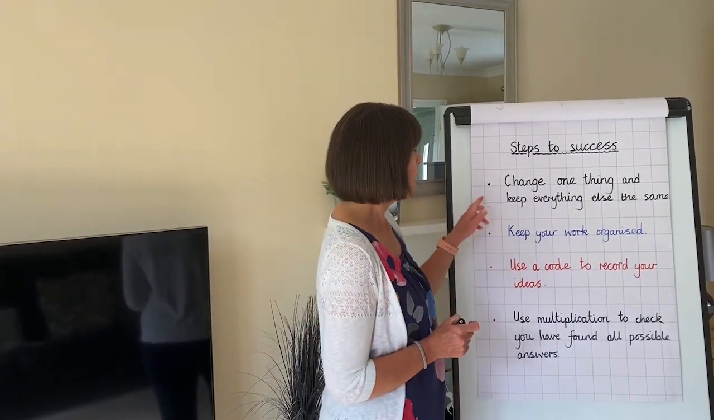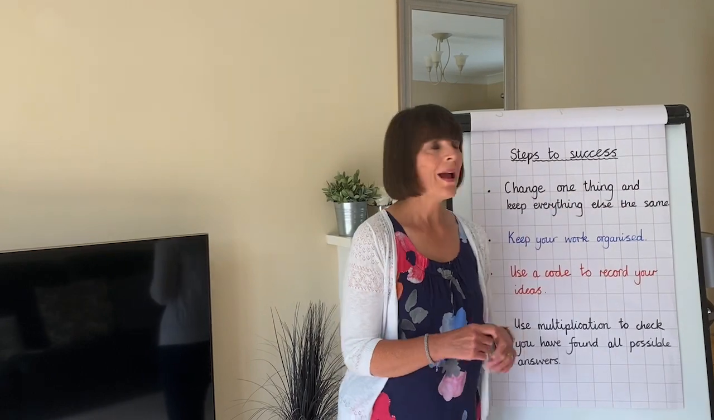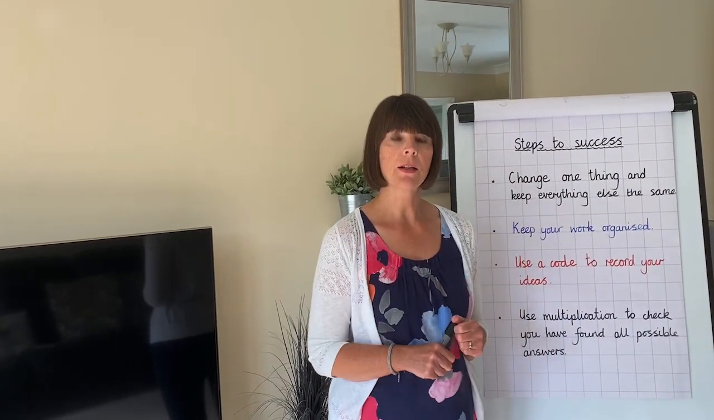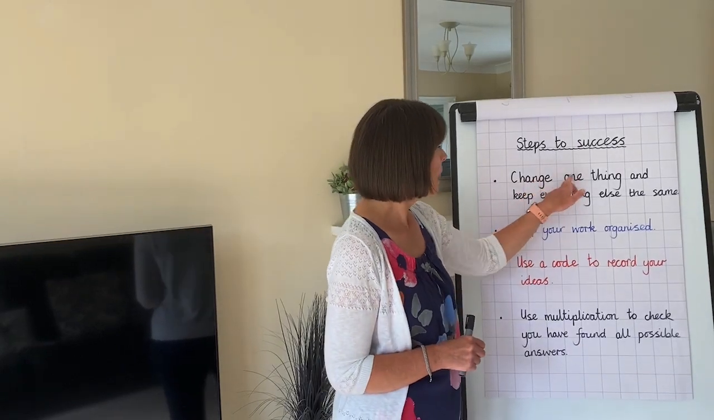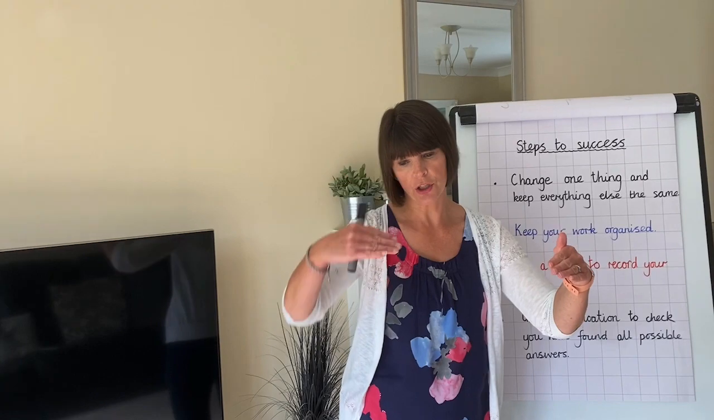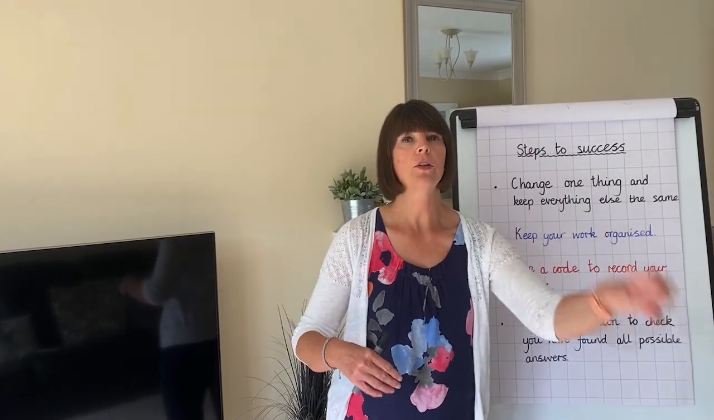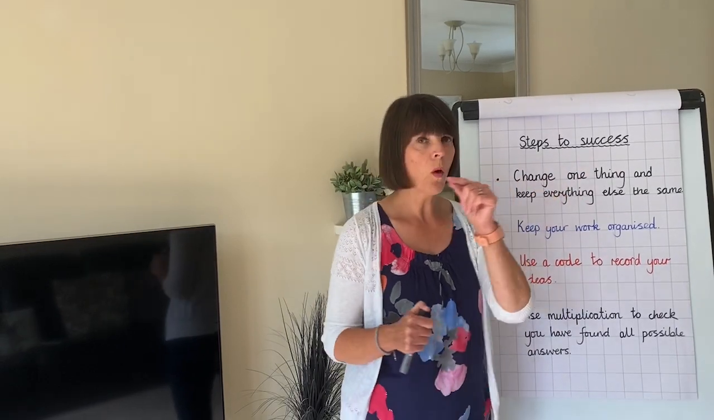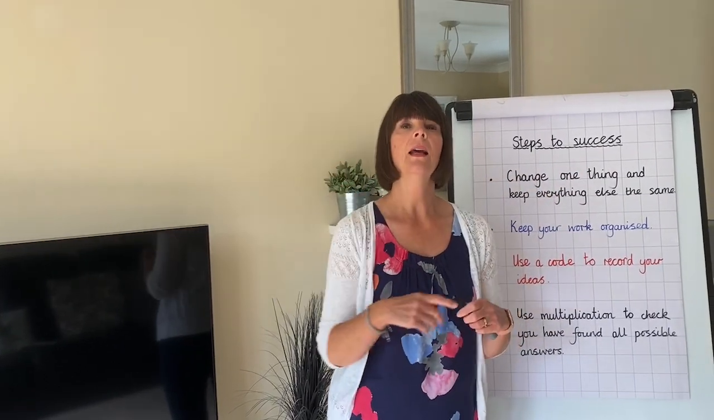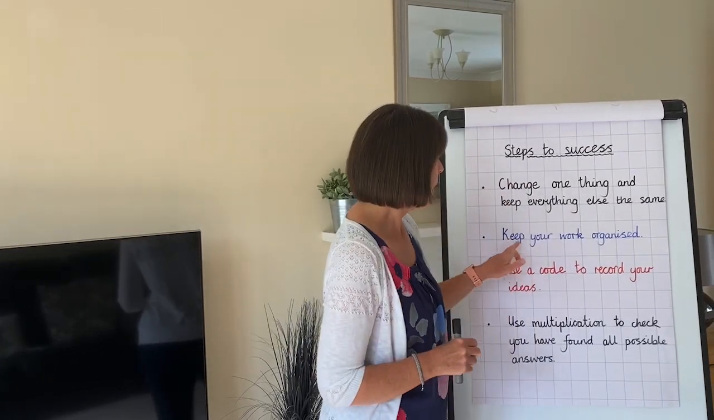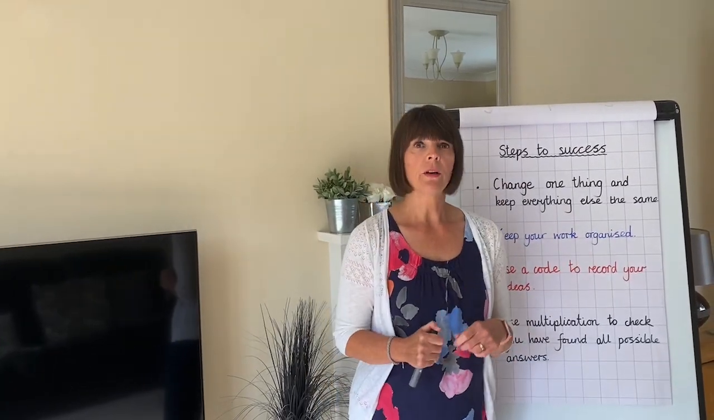So you'll notice that when I worked in the kitchen with the items of food on the table, I changed one thing and kept everything else the same. So I kept my soup the same and just changed the mains, or I kept my soup and my main the same and changed the desserts. So just change one thing every time and do it in a methodical approach, like a system or a pattern. Keep your work organised, so that's really important.